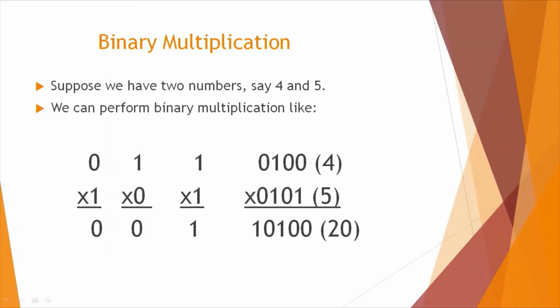First, let's discuss binary multiplication too. If we multiply 1 with 0, it will return 0. If we multiply 1 with 0 again, it will return 0. But if we multiply 1 with 1, it will return 1. So here we have 1 into 0 is equal to 0, 0 into 0 is 0, 1 into 1 is 1, and 0 into 0 will give 0.